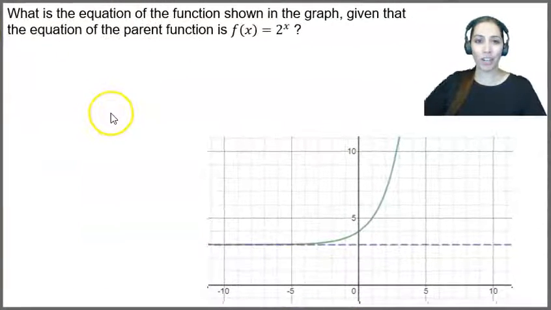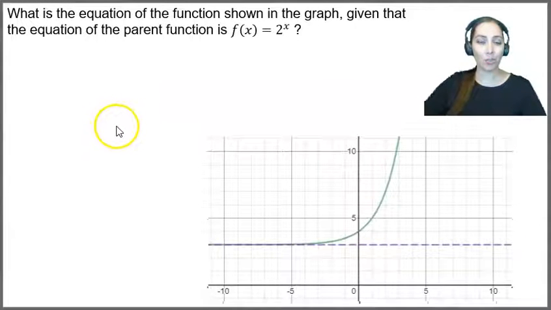What is the equation of the function shown in the graph, given that the equation of the parent function is f of x equals 2 to the x power? How am I going to go ahead and find the function in this graph?